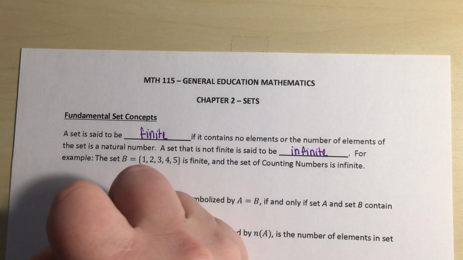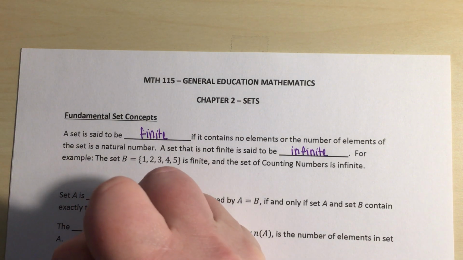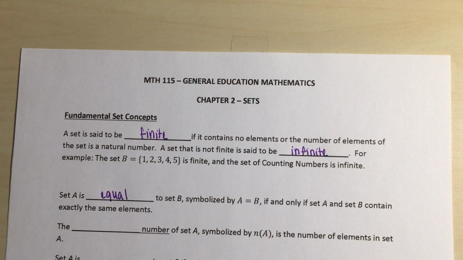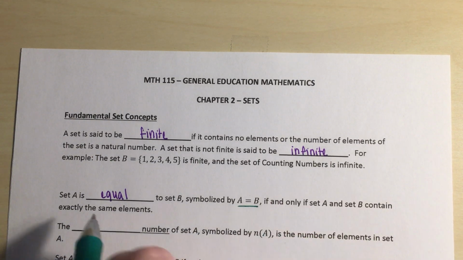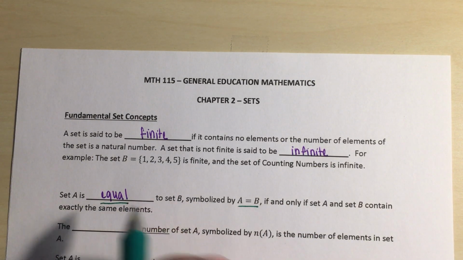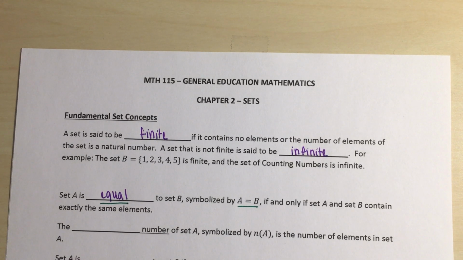A couple other words that we want to look at. Set A is equal to set B, where we use an equal sign to show that our sets are equal. So equal means that our sets are exactly the same. Set A is equal to set B, symbolized A = B, if and only if sets A and B contain exactly the same elements.